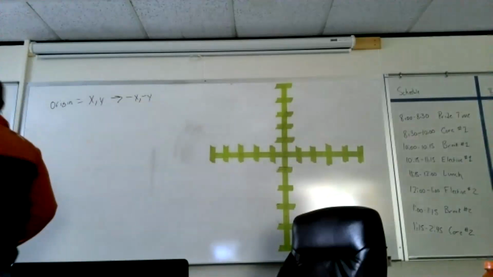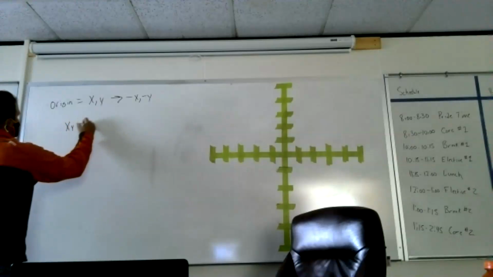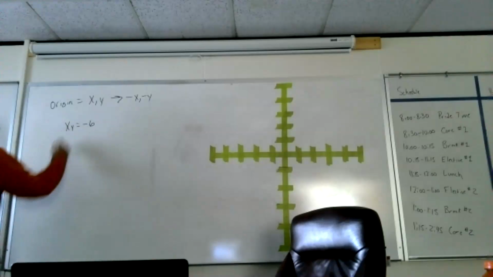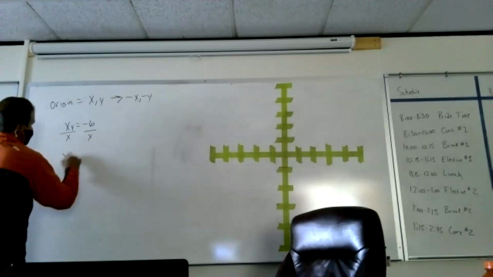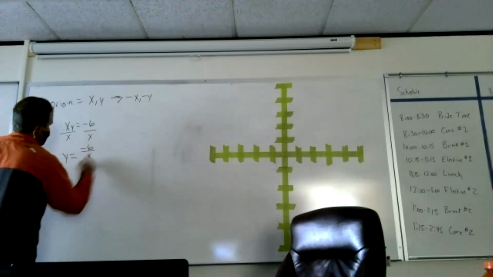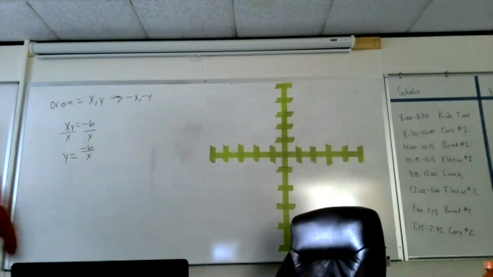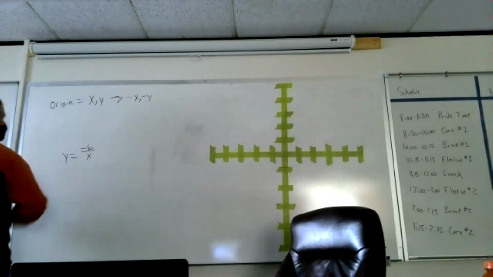Okay, so the first thing I have to do is, I've been given the equation xy is equal to negative 6. I've got to get it in terms of y and x, so I'm going to divide both sides by x. And the real equation I'm working with is y is equal to negative 6 over x. Okay, so that's my equation. I'm going to rewrite it to give myself a little bit of room.